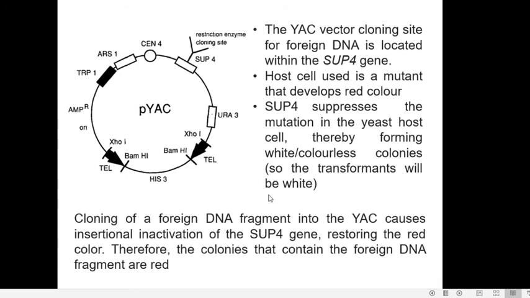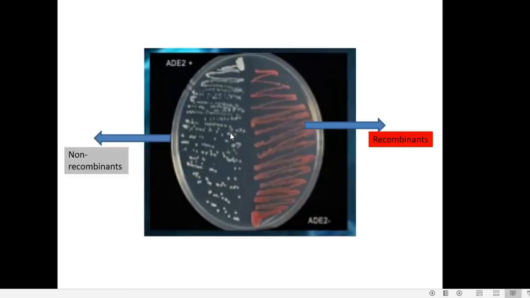That is, cloning of a foreign DNA fragment into YAC will cause insertional inactivation of the sub4 gene, thereby restoring red color. If the sub4 gene was active, it would suppress red color. But since the foreign gene was inserted, the sub4 became inactive. It could not suppress the red coloration. Therefore, the colonies that contain the foreign DNA fragment are red.